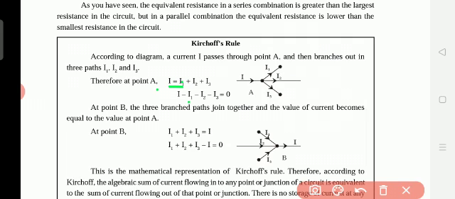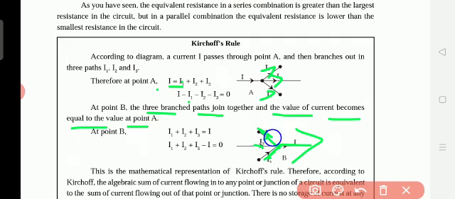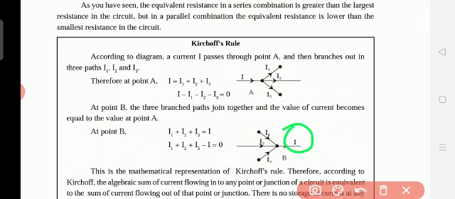At point B, the three branched paths join together and the value of current becomes equal to the value at point A. For example, the same current which has gone this way comes back, meets at one point and goes this way. That means all these three are equal to this one at point B. So I1 plus I2 plus I3 is equal to I, so I1 plus I2 plus I3 minus I is equal to 0.